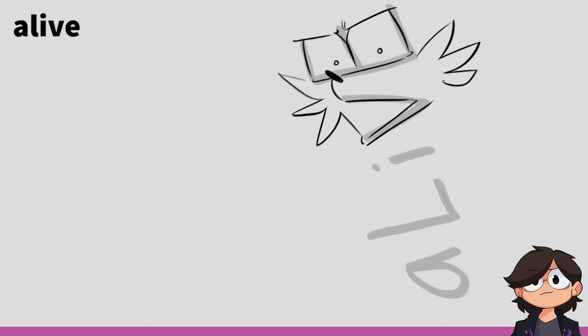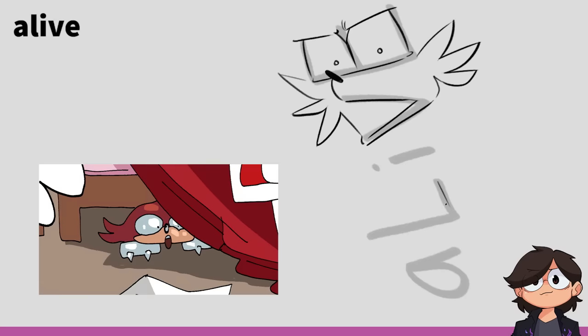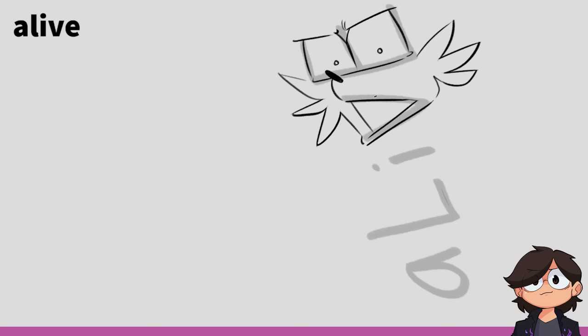I'm trying to remember where we left off. Last time it was revealed that Tails was in the closet, with a bear, and was watching the whole thing happening. And then Sonic fell off the bed and it was revealed that Knuckles was under the bed. That's right. If you don't know what we're talking about, that's a personal problem. Congratulations, you're normal.